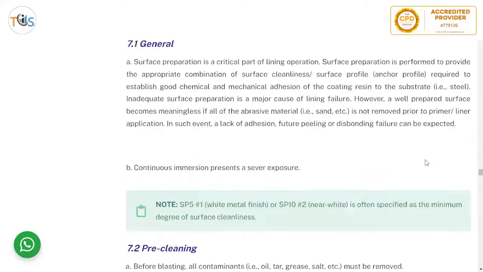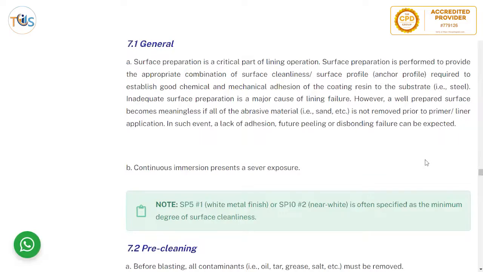Surface preparation. Surface preparation is a critical part of the lining operation. It is performed to provide the appropriate combination of surface cleanliness, surface profile, or anchor profile required to establish good chemical and mechanical adhesion of the coating resin to the substrate, which is steel.